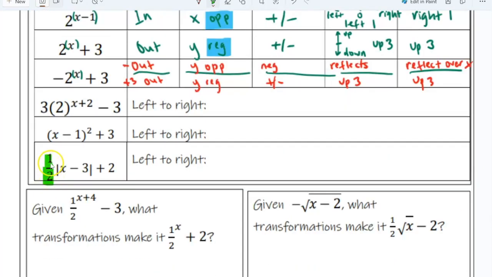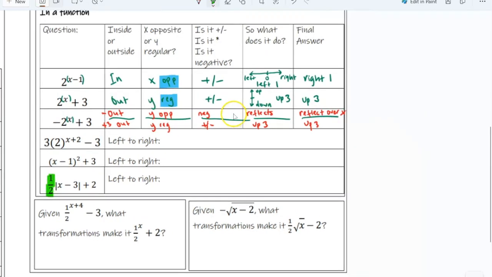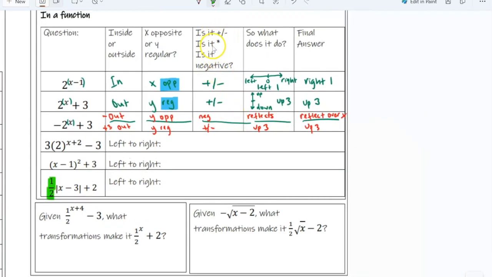So to start with this half, is it in or out? Out. Out is a half. What am I doing? Am I adding, subtracting? Am I multiplying, or is it negative? I'm multiplying. If I'm multiplying by a fraction that's less than 1, what does it do? It's a shrink. And because it's outside, it's exactly what I think, y and regular. So what's outside? Vertical, right? So it's a vertical shrink. So this one is going to be a vertical shrink.